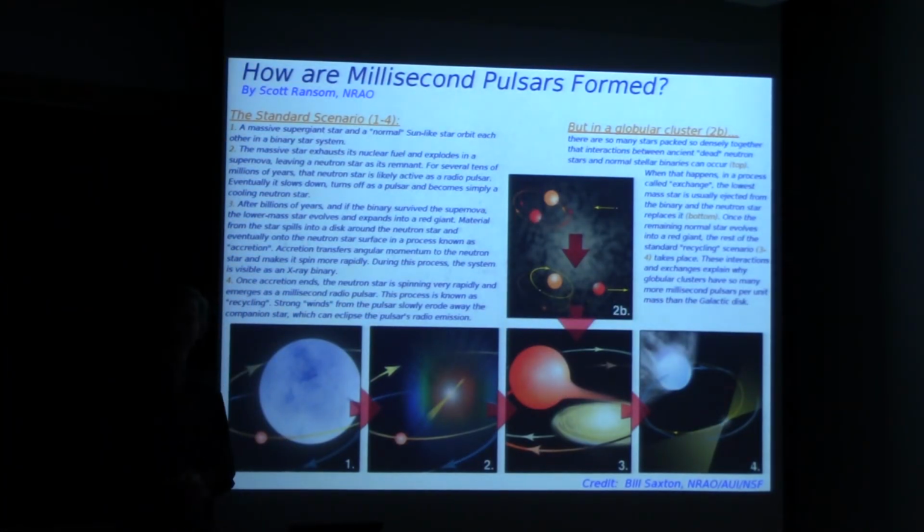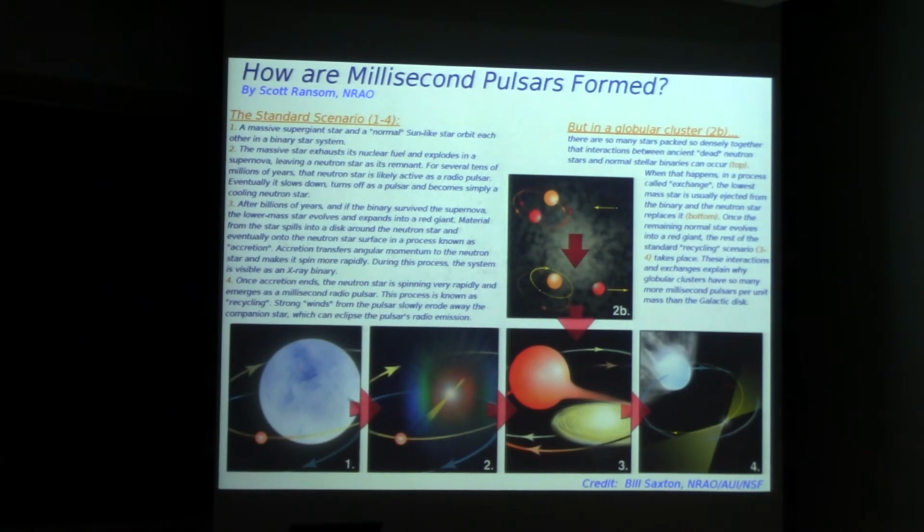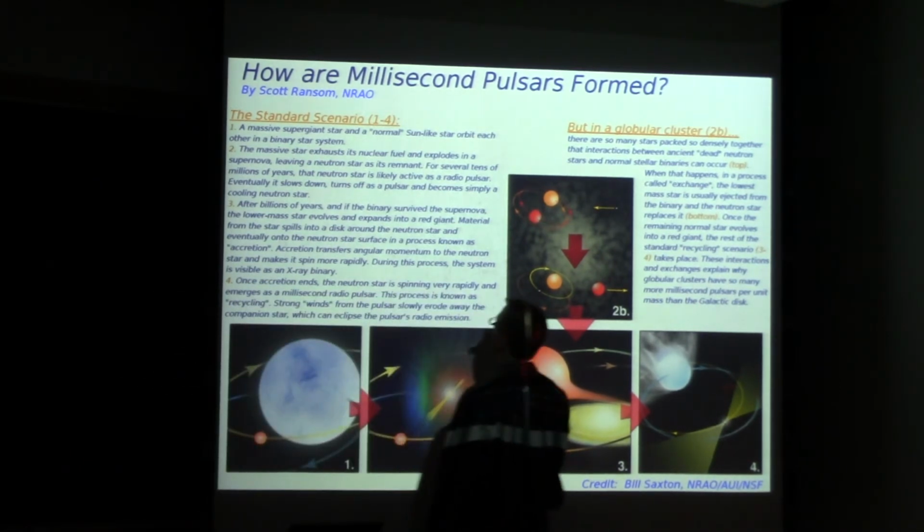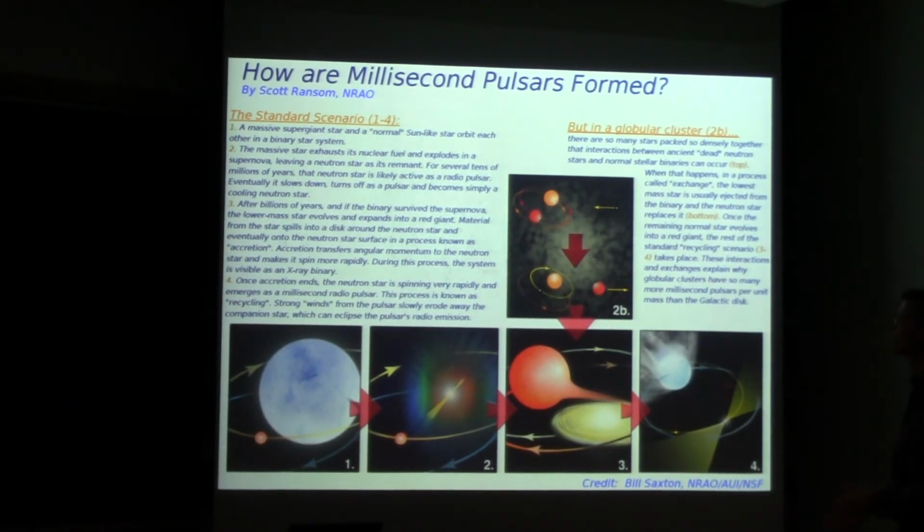So, how are millisecond pulsars formed? Well, Scott Ransom at the National Radio Astronomy Observatory produced this helpful scenario for us, basically, this slide. So, the standard scenario, 1 to 4: a massive supergiant star and a normal sun-like star orbit each other in a binary star system. The massive star exhausts its nuclear fuel and explodes in a supernova, leaving a neutron star as its remnant. For several tens of millions of years, that neutron star is likely active as a radio pulsar.